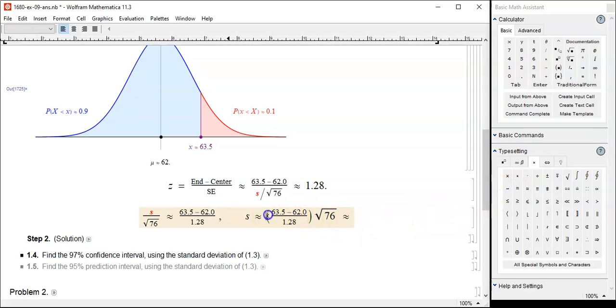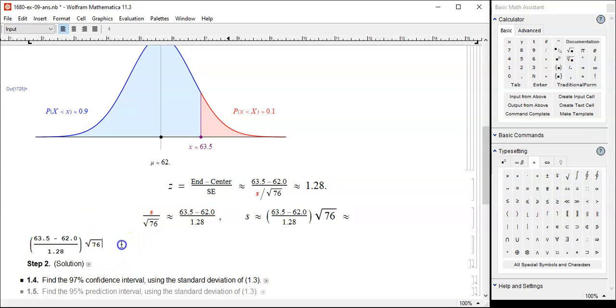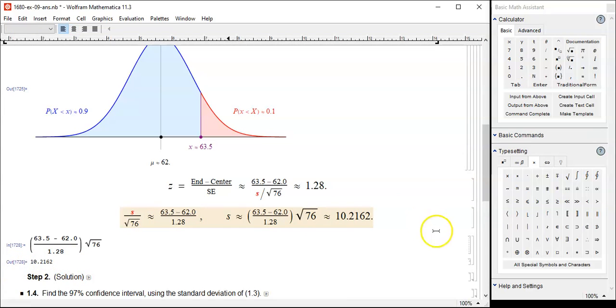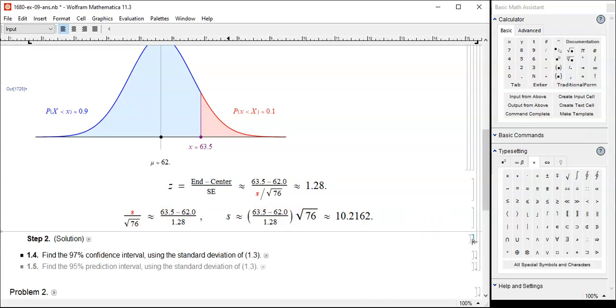And then let's calculate all these. I have Mathematica with me, so calculation is simple for me, just copying and pasting. For most of the students, it's going to be a bit cumbersome because you have to punch in all these in the calculator. In any case, this is what you have. The standard deviation is about 10.22, I'd rather say.